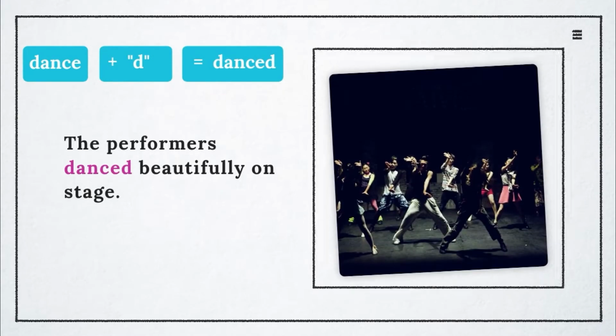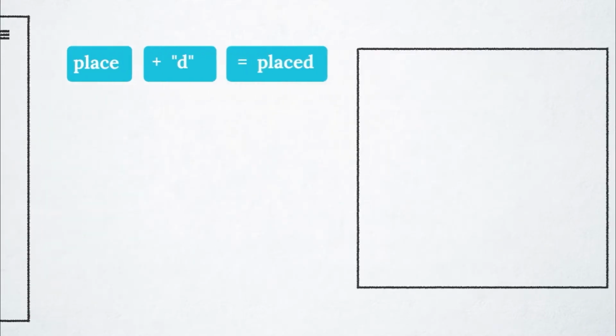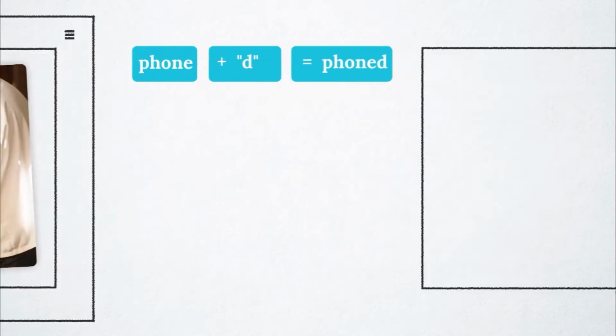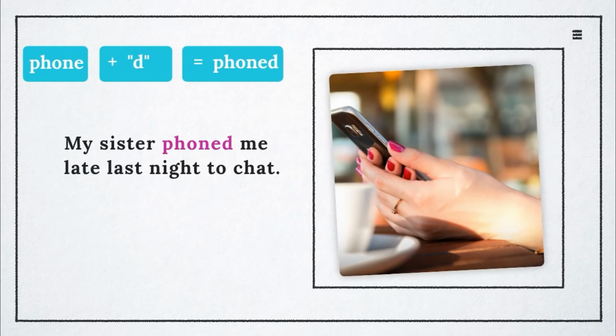Let's look at some examples. The performers danced beautifully on stage. The waiter placed the food on the table. My sister phoned me late last night to chat.